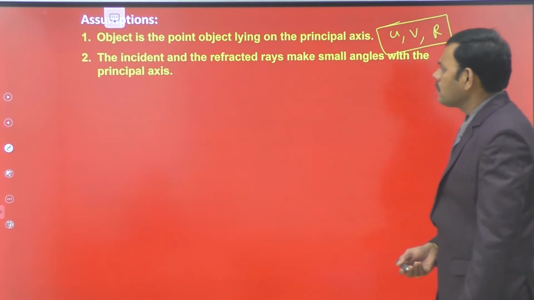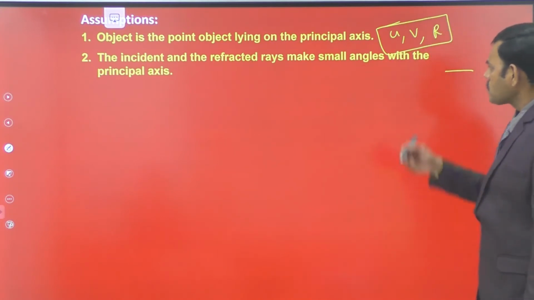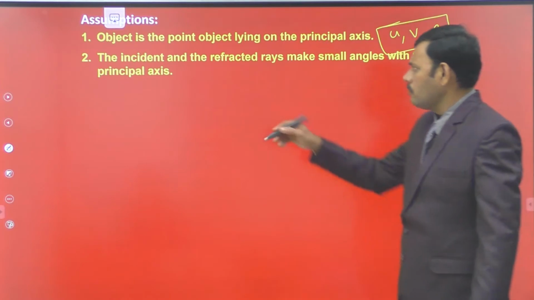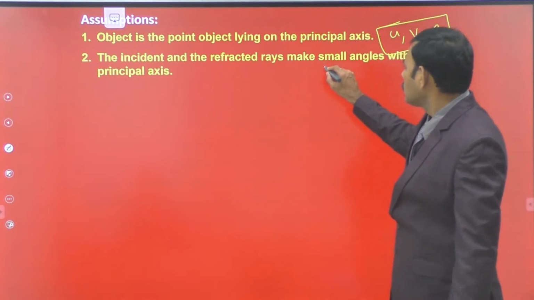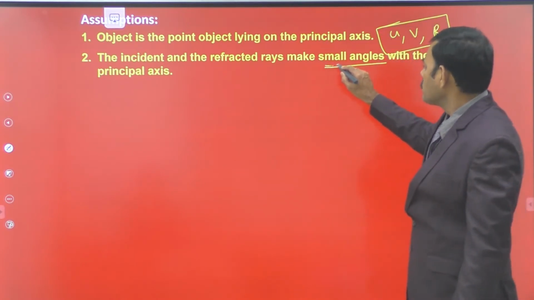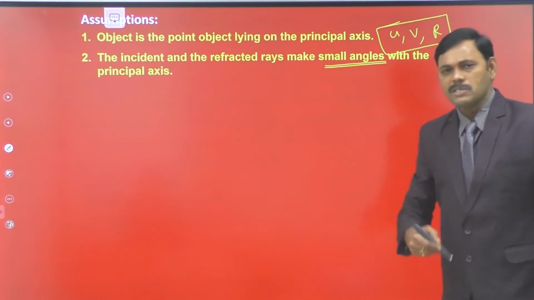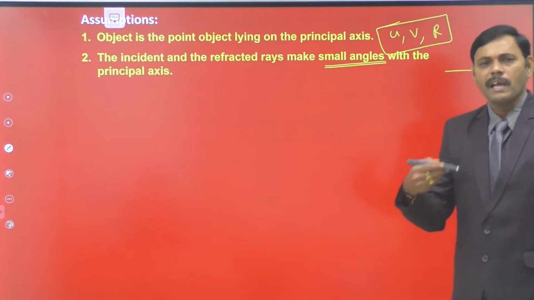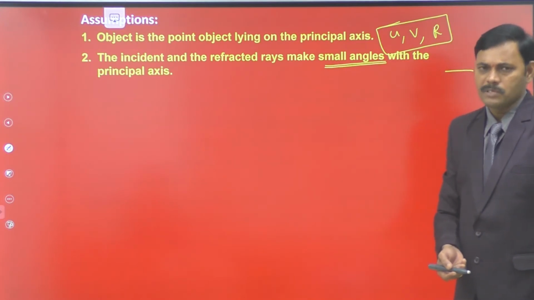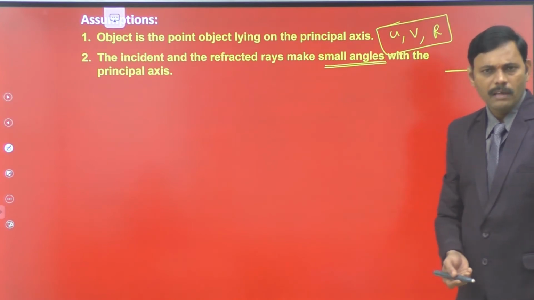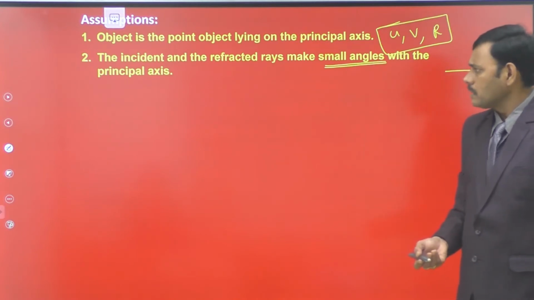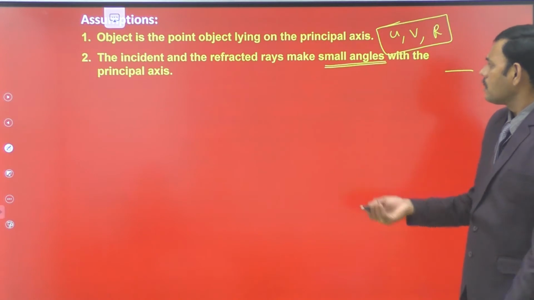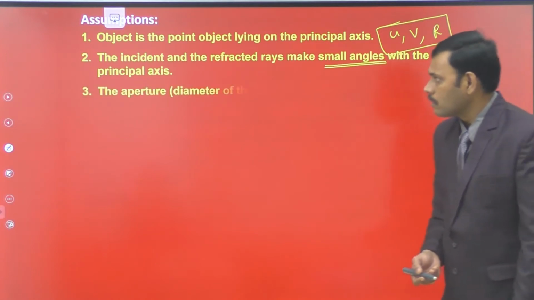The incident and the refracted rays make small angles with the principal axis. Always this is the condition by which we continue the derivation. The incident ray makes some angle with the normal, that is the angle of incidence. The refracted ray makes some angle with the normal, that is the angle of refraction. This angle of incidence and angle of refraction should be small.